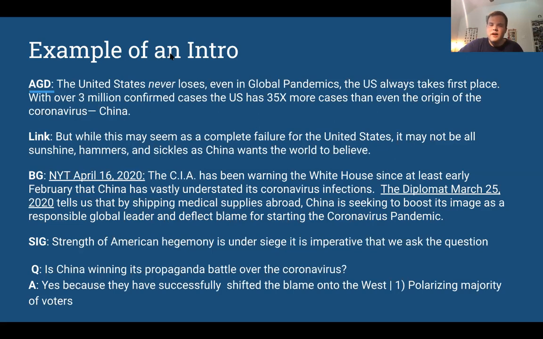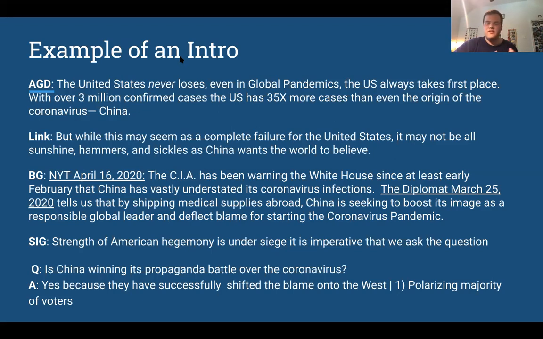So you'll hear, I'll put this all together at the end, and it won't be a minute and a half because I don't have enough information on the screen. But you'll hear the tone shift, switching from AGD to link. So the link: but while this may seem as a complete failure for the United States, it may not be all sunshine, hammers, and sickles as China wants the world to believe. And sickles is a communist thing. It's just supposed to be a joke.